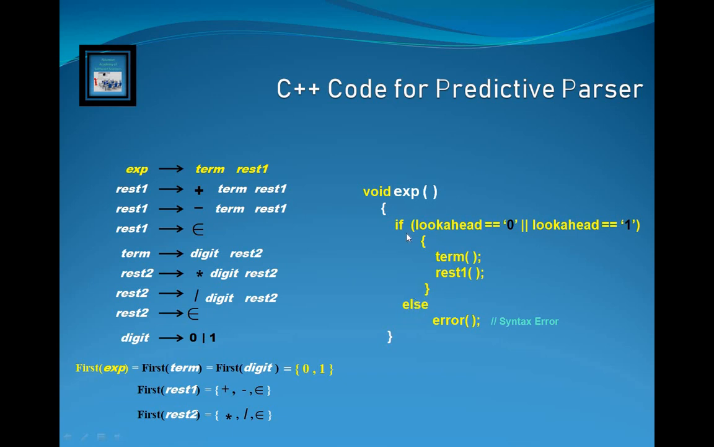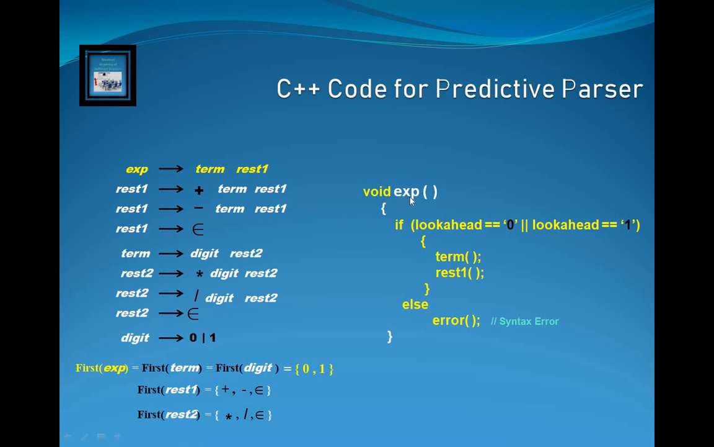So if look ahead is equal to 0 or 1, then we are going to implement this production, and the successful creation of the parse tree will go on. Otherwise the syntax error will be reported, and it will be confirmed that the sequence of input tokens for which we are doing this parsing does not belong to this grammar. We have to report the syntax error for it.